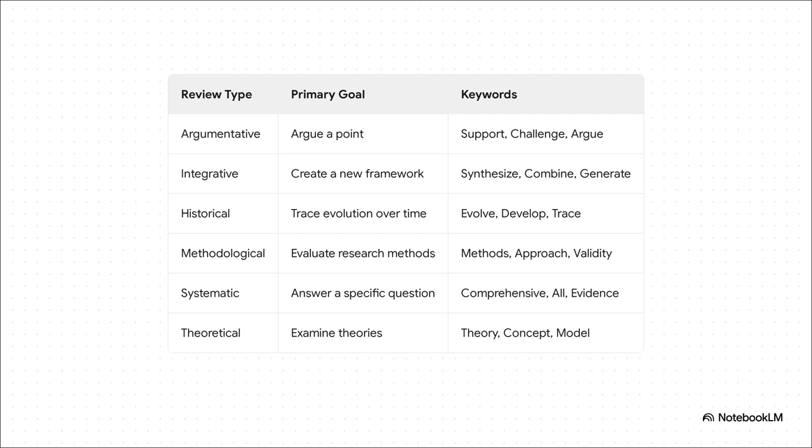Want to persuade someone? Go for an argumentative review. Trying to build a whole new framework? That's an integrative review. Tracing an idea's journey through time? Historical. If you need to evaluate how research was done, that's methodological. Want a comprehensive answer to one specific question? Systematic. And if you're exploring big ideas, it's theoretical. Your goal literally dictates the tool you need.